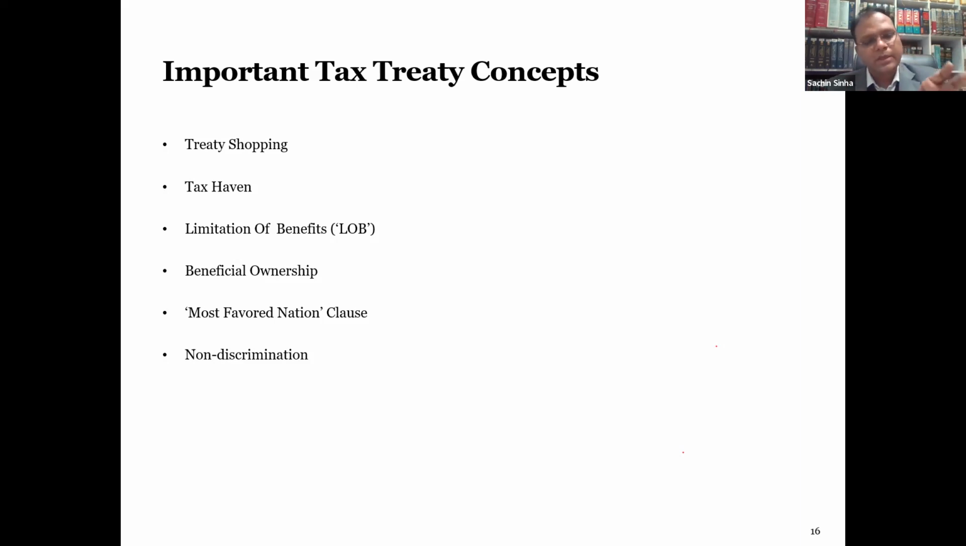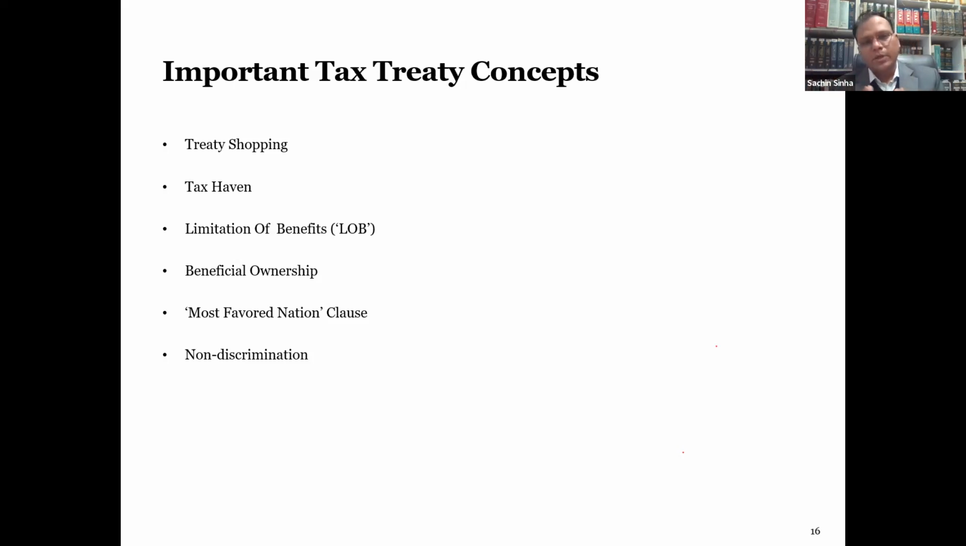Or it may so happen that the tax rate given in the domestic law is, let's say, 10%, but in the treaty it is 5%. So of course you will apply whichever is beneficial. Or it may so happen that in one country the particular transaction, let's say capital gain, is not taxable, or in some other country the dividend is given exemption.